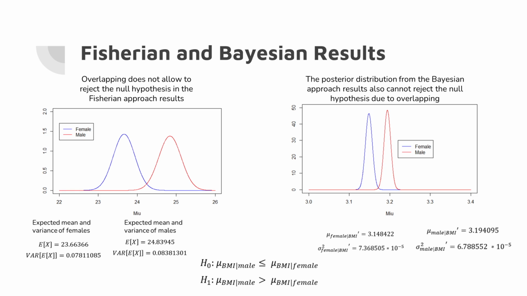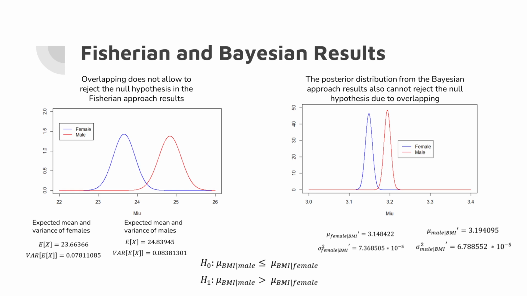In contrast to the regression results, the Fisherian and Bayesian results can be analyzed with the former statistical hypothesis. On the left, the Fisherian results show an overlap between the female and male plots, which does not allow us to reject the null hypothesis of males having a lower or equal BMI average. Likewise, on the right, the results from the Bayesian posterior distribution cannot reject the null hypothesis because of the overlap.